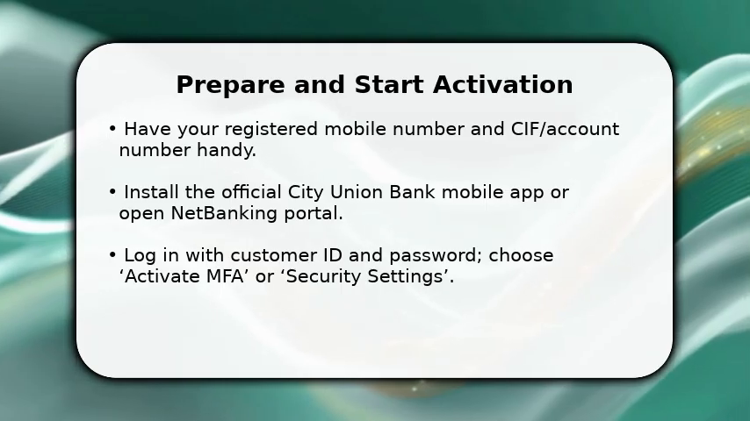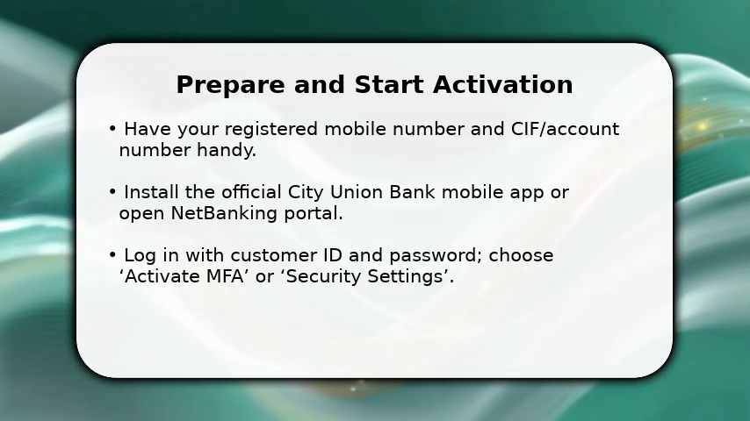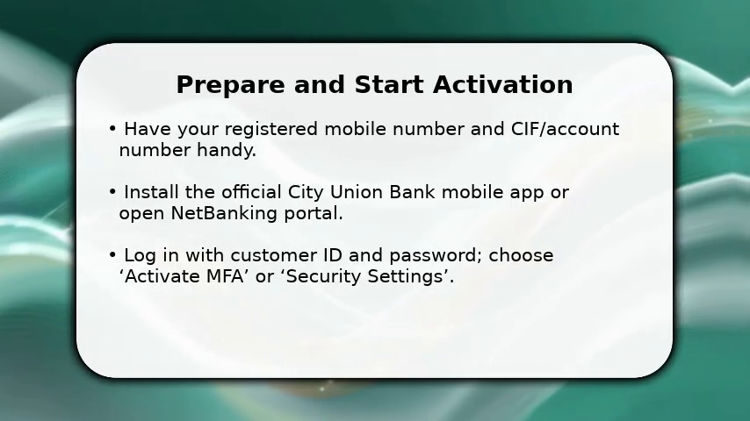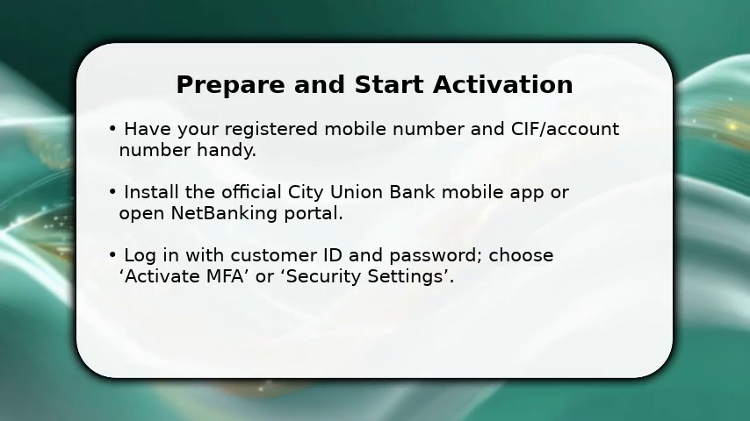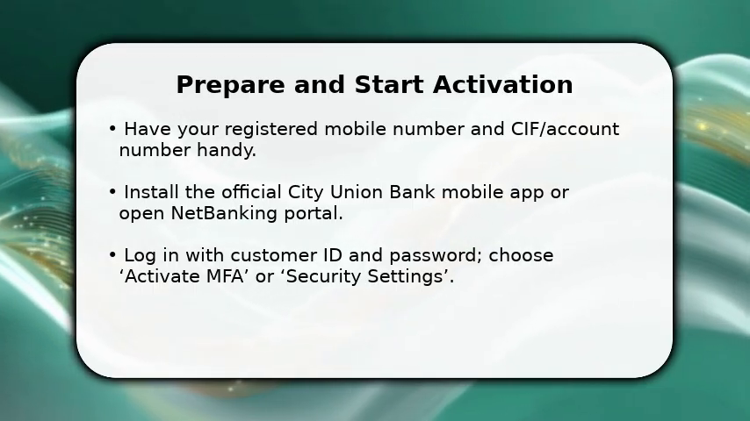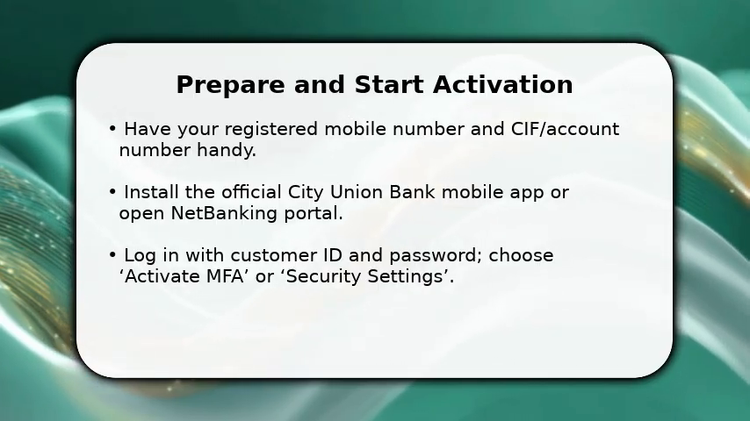Enjoy the video. You begin by confirming essentials: your registered mobile number, CIF or account ID, and login credentials. Once done, open the official City Union Bank app or net banking and sign in. Immediately navigate to Security Settings or the option labeled Activate MFA to start.